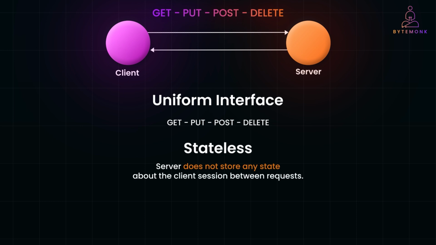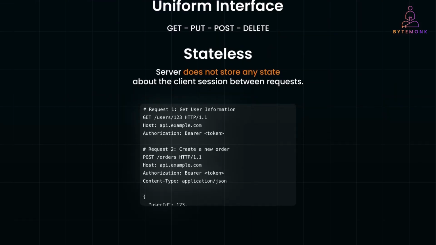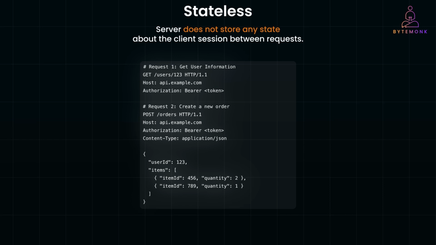So imagine you are ordering food from a restaurant. Every time you call to place an order, you must specify your name, phone number, and the items you want to order. The restaurant does not remember your previous orders. So the server processes each request independently without relying on information from previous requests.